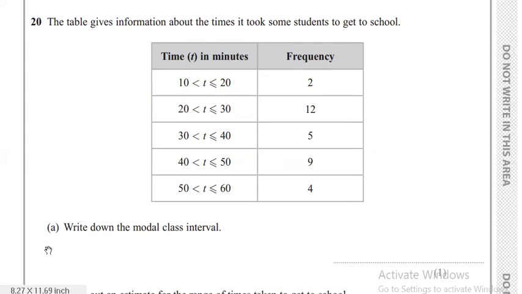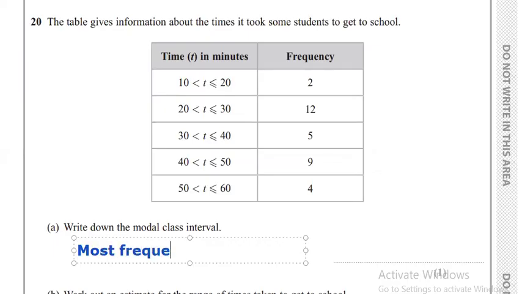First question, question A, write down the modal class interval. Now, first we have to understand the meaning of mode or modal class. Mode or modal class means what? It means the most frequent or most repetitive number. The most frequent, it means the class that has the highest frequency. As we see here, 12 is the highest frequency. This means that this class has the highest frequency. It means it's the answer for this question.